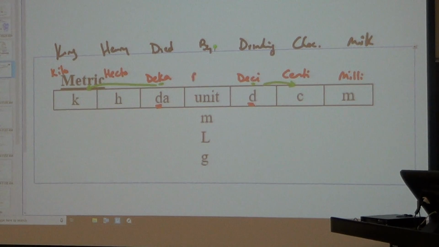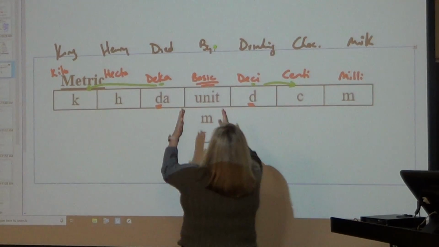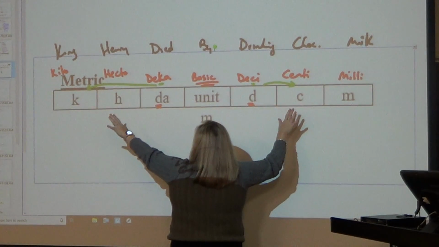And my B stands for the basic units. And the basic units are what we just talked about. The basic units are the meter, the liter, and the gram. Now, I didn't do it on this chart, and I'm fixing to write it out, but what we do is we take those basic units and we combine it with everything else.